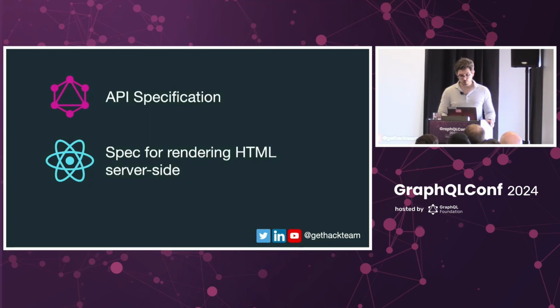If you think about GraphQL, it's an API specification. If we think about React, and especially React server components, it's a spec for rendering HTML server-side. So one really is an API specification, and the other is a spec for rendering HTML server-side. If you look at it bluntly, you could say both are API specifications. And in a way that's true, but they serve very different needs, because one is used for the things we're doing today with GraphQL, and the other is used to render a component through a server.